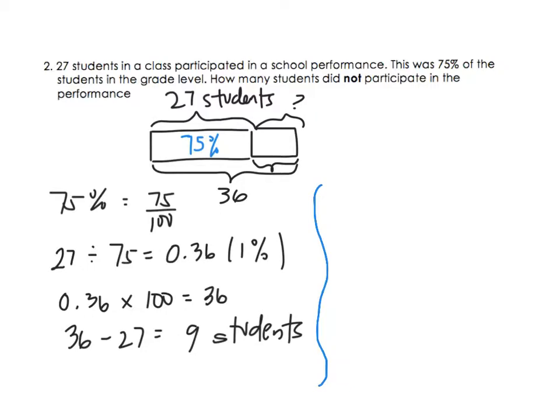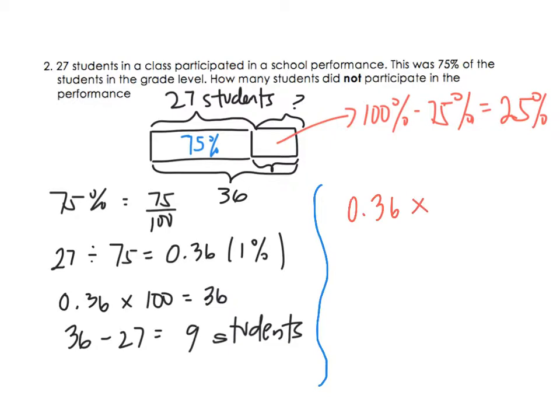Since we know that it's 100%, we can figure out that this block is just 100% minus 75%, which is 25%. So that means we can actually solve for 25% once we get the 1% value. And since 0.36 is the 1% value, simply multiplying this by 25 parts will give us the answer of 9 students.